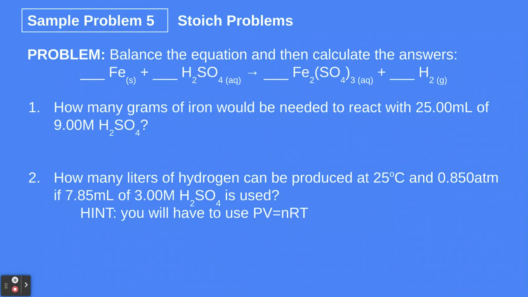The next one, how many liters of hydrogen can be produced at 25 degrees Celsius in 0.850 atmospheres if 7.85 milliliters of 3 molar sulfuric acid is used? So here you're going to start with volume of sulfuric acid, use molarity to get into moles of sulfuric acid, out of moles of sulfuric acid into moles of hydrogen gas. You will stop there and then use that as n in your ideal gas equation with the temperature and pressure provided.